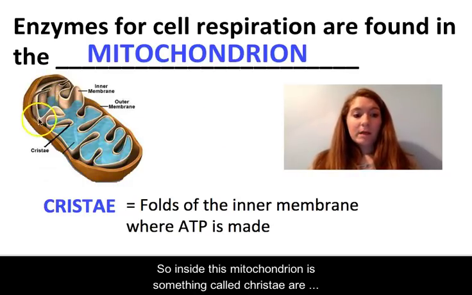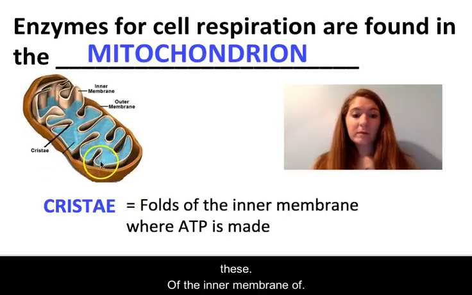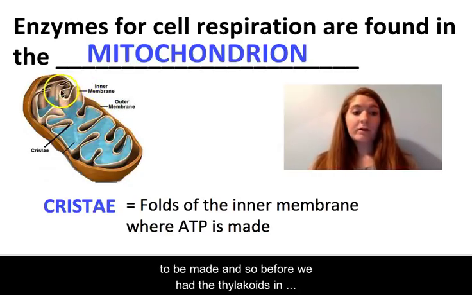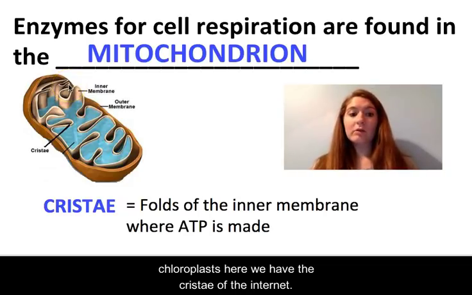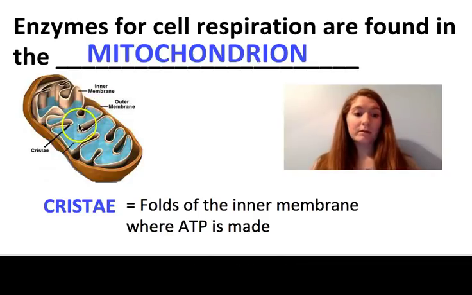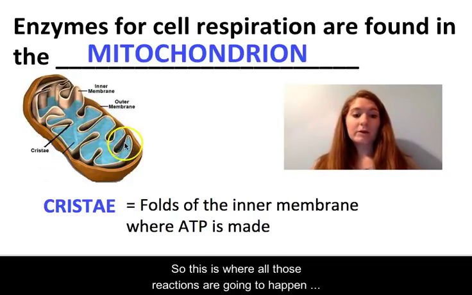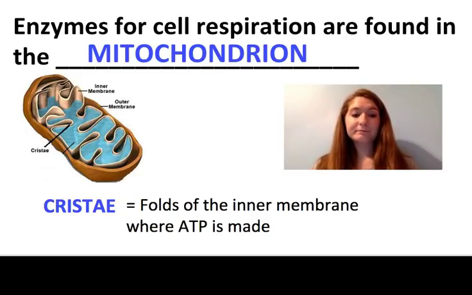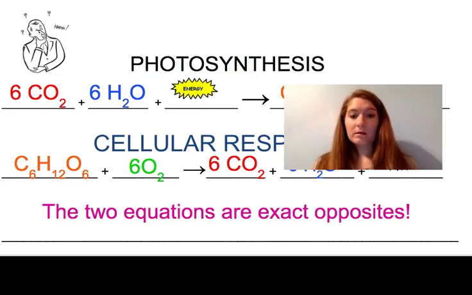So inside this mitochondrion is something called cristae. Cristae are these folds of the inner membrane of the mitochondrion right here. This is where the ATP is going to be made. Okay, so before we had the thylakoids in the chloroplast, here we have the cristae of the inner membrane. So this is where all those reactions are going to happen and where your ATP is going to be made.